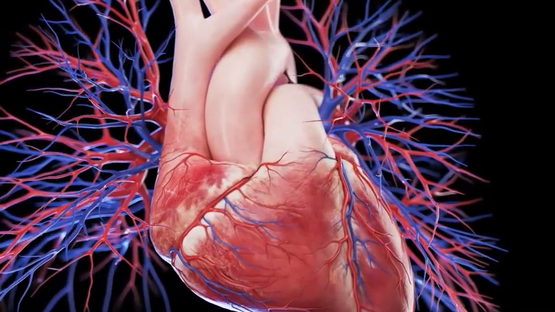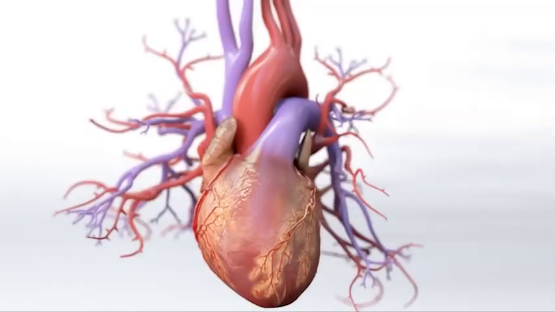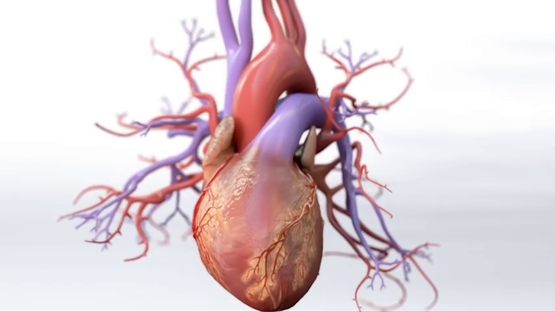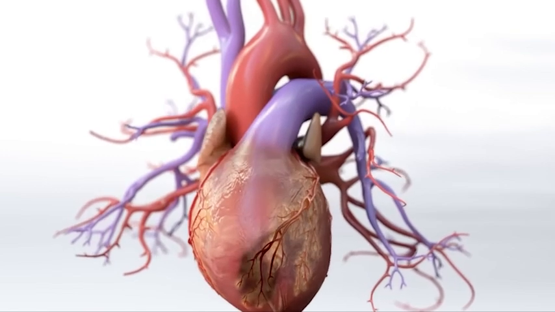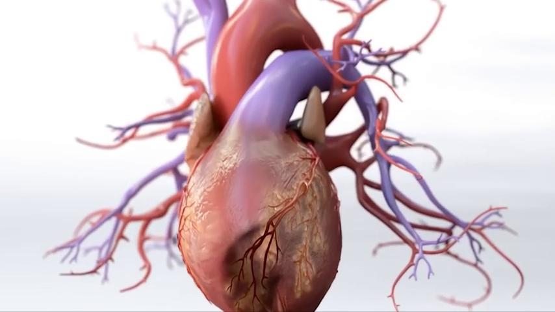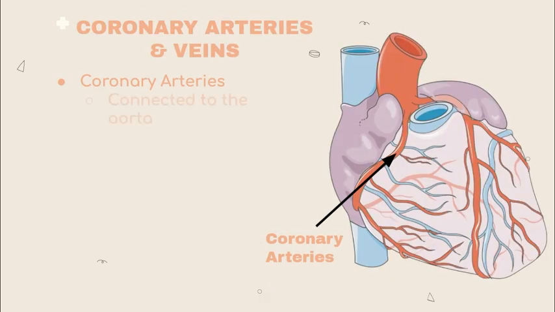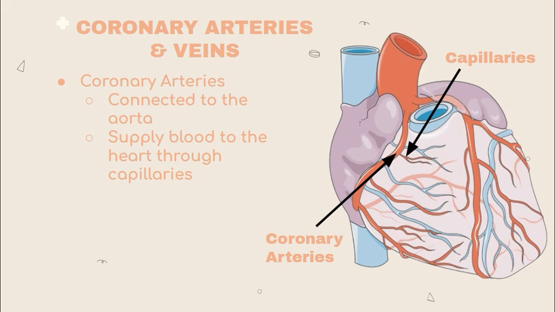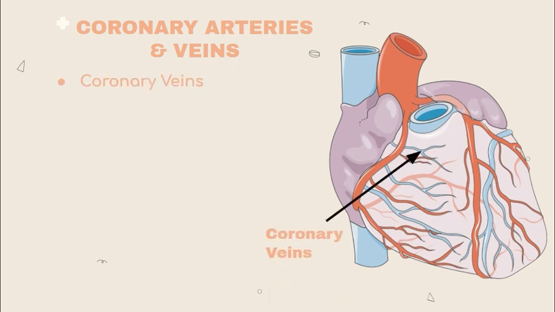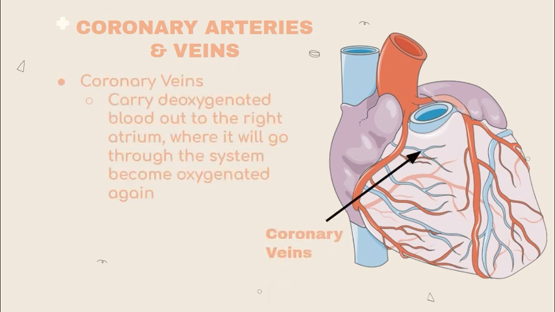And while we are talking about arteries and veins, the heart, like everything else in the body, needs its own supply of blood. So coronary arteries and coronary veins carry the same functions as ordinary ones, but for the heart itself. Specifically, coronary arteries are connected to the aorta and supply blood to heart muscles through capillaries. Like other arteries, they bring oxygen and nutrients like glucose. And coronary veins will bring the used deoxygenated blood straight to the right atrium, just like the superior vena cava, inferior vena cava, and coronary sinus, to go through the cycle to become oxygenated again.